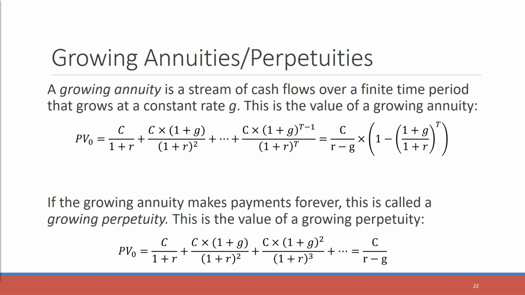Okay, let's look at growing annuities and growing perpetuities. A growing annuity is a stream of cash flows over a finite time period that grows at a constant rate G. So our numerator, every single period, those cash flows are going to grow by some rate G. If the growing annuity makes payments forever, then it's called a growing perpetuity, in which case we're going to value that as C divided by R minus G. You'll commonly see C divided by R minus G referred to as a Gordon growth model. So you'll see that very often in valuations.